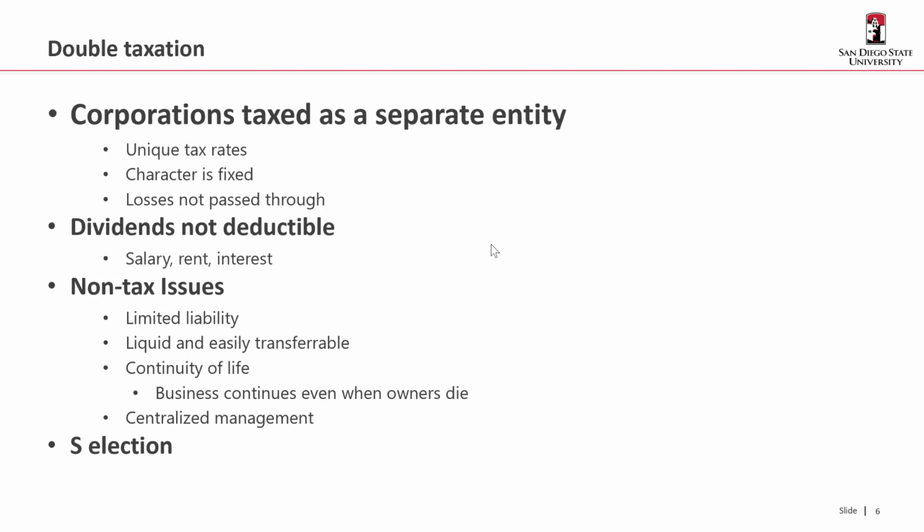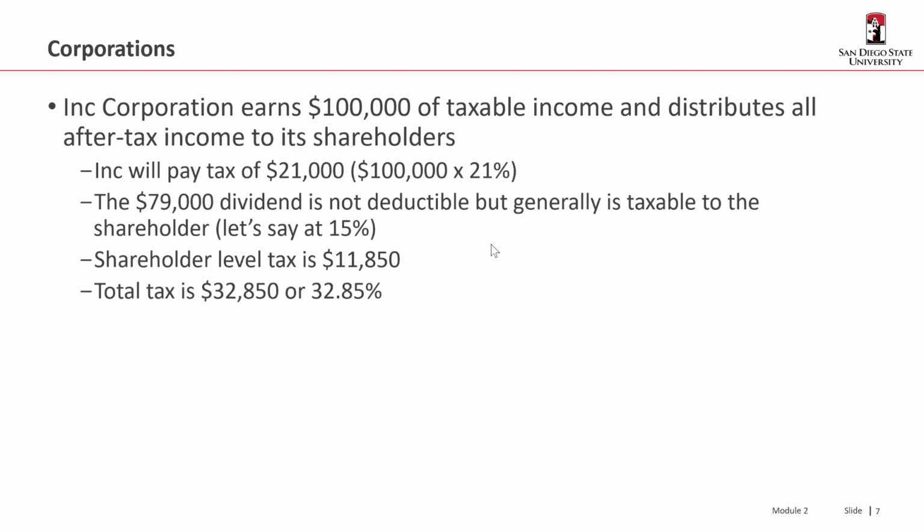And there are some non-tax issues, of course, associated with the choice of a corporation, like limited liability. Generally, you think of corporate stock as being liquid and fairly easy to transfer, as opposed to an interest in a partnership. It has continuity of life, so the corporation continues even when an owner dies, and the luxury of centralized management if the business is starting to get fairly large. And of course, a corporation can make an S election to be treated as an S corp, and that's actually going to be next week. We'll dig in on that pretty deep.